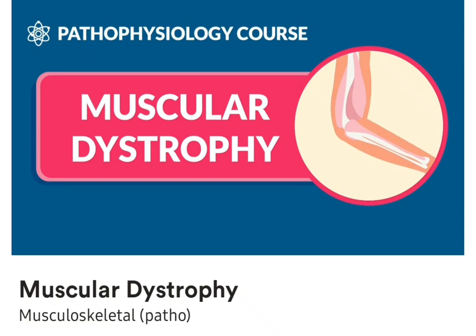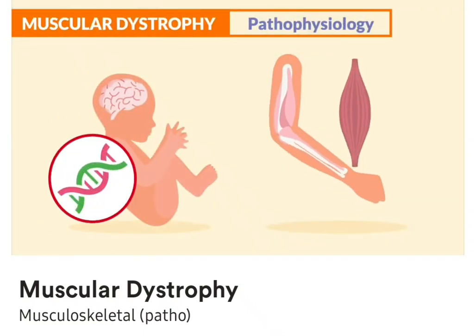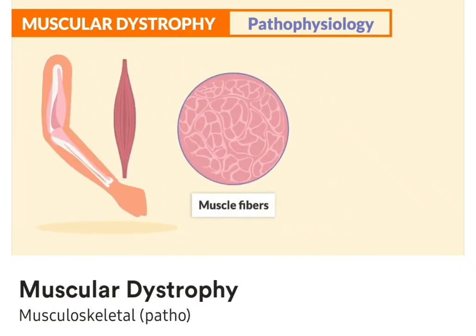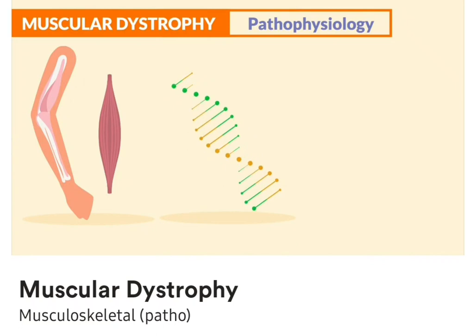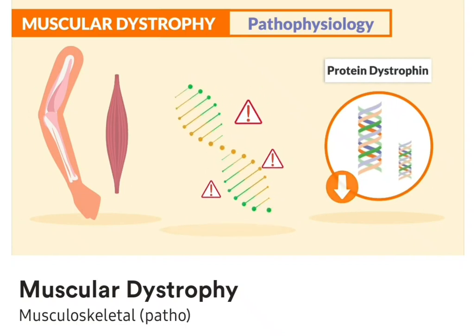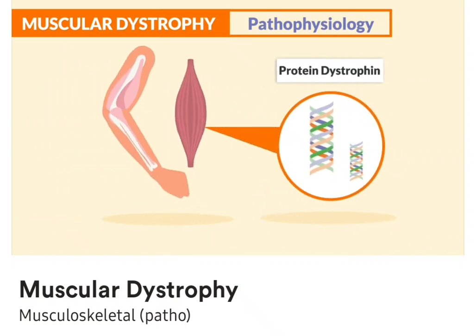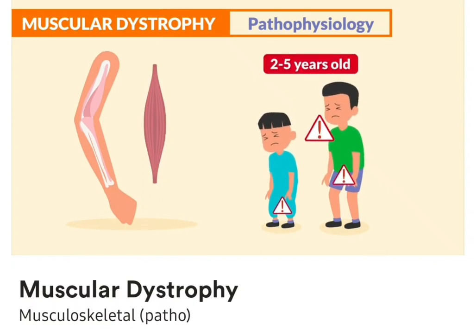Muscular dystrophy is the next topic. This is a genetic disorder that causes muscle weakness due to the replacement of muscle fibers with connective tissue. Technically, it's due to the change of DNA sequencing, resulting in a low production of the protein dystrophin, which is needed for muscle stabilization. Now, this condition mostly affects boys between the ages of 2 and 5 years old.